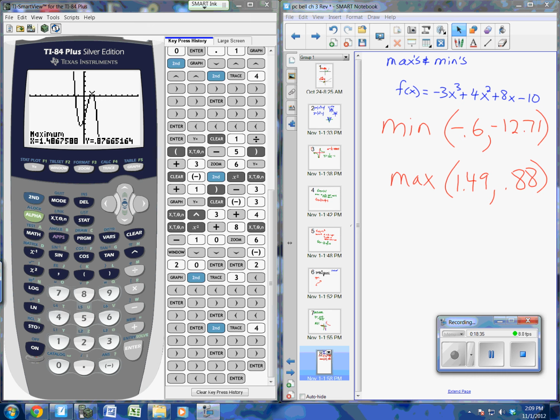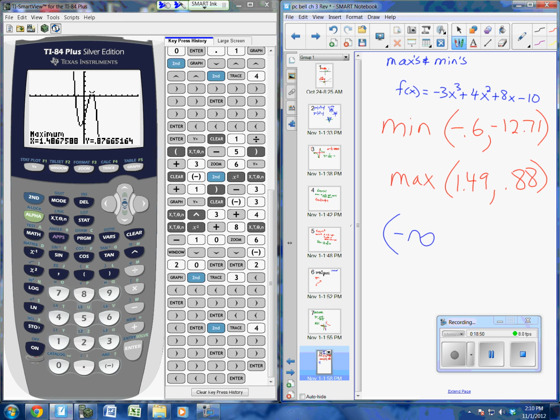On this one right here, you will notice this function, as you move from negative infinity, from the left, what are the y values doing? They're decreasing. So we would say from negative infinity to what? When does it quit decreasing? Negative 0.6. When your x value becomes negative 0.6, it stops decreasing, right?